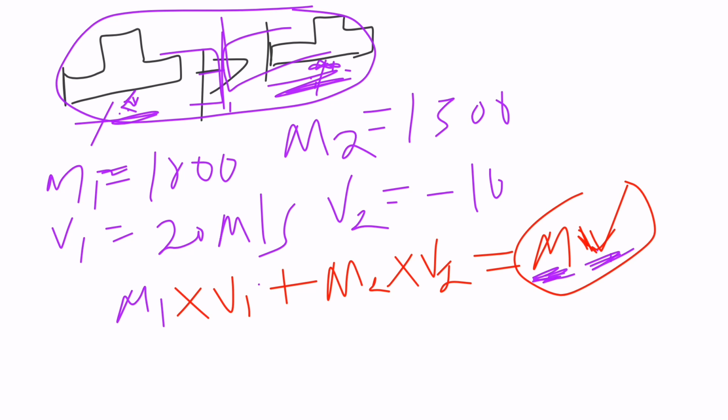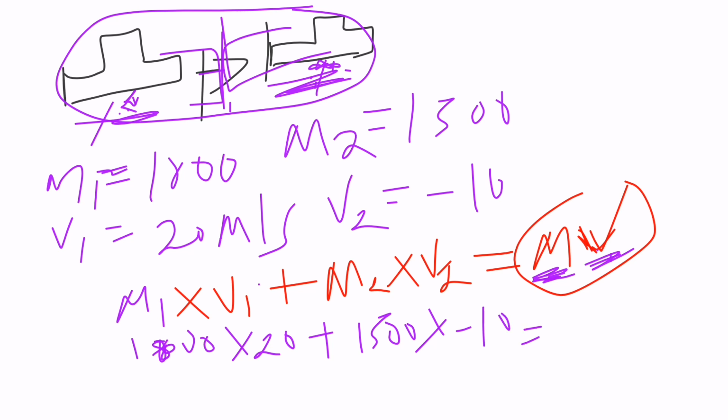So just replace there. Mass 1 is 1000, right? 1000 times v1. What is our v1? v1 is 20, plus mass 2, which is 15, times negative 10, is equal to the total mass. You add 1000 plus 15.